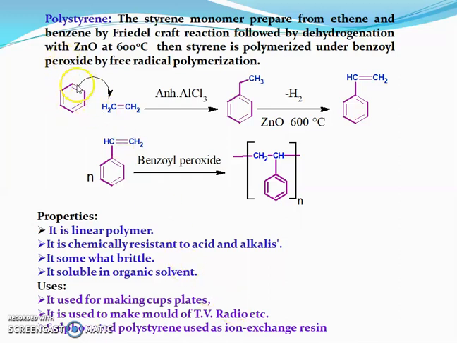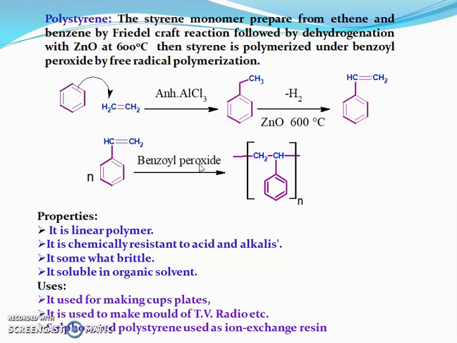Therefore, the benzene ring undergoes Friedel-Crafts reaction with the ethylene group to give this molecule, and then it is treated with zinc oxide at 600 degrees centigrade to get styrene. Then this styrene is polymerized under free radical conditions using various peroxides like benzoyl peroxide as an initiator. Initiator means something that starts or increases the rate of the reaction.